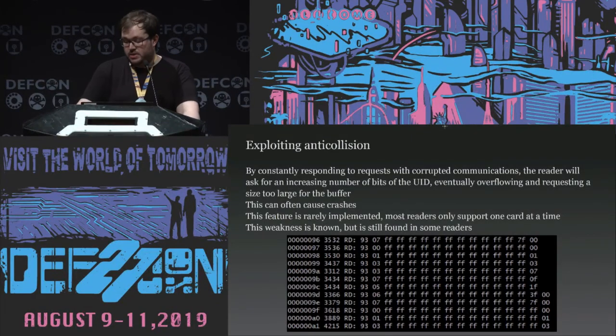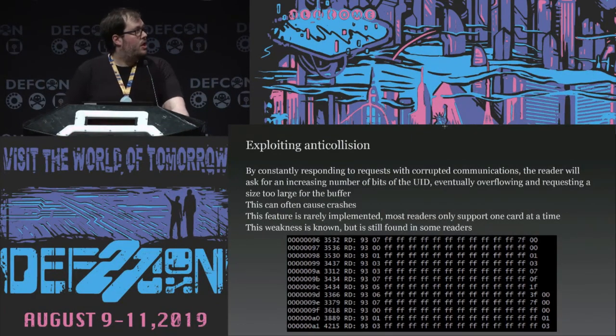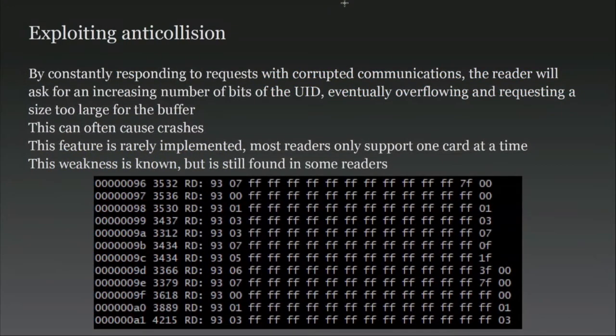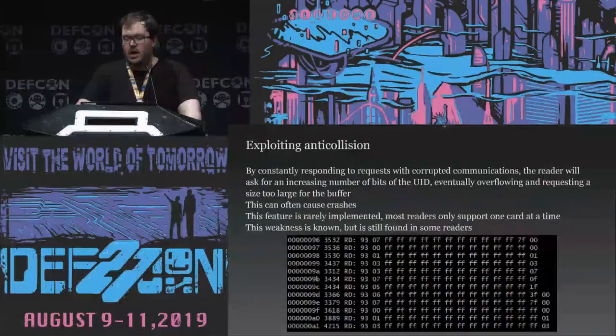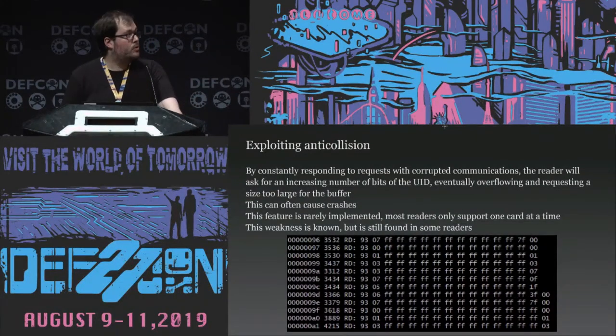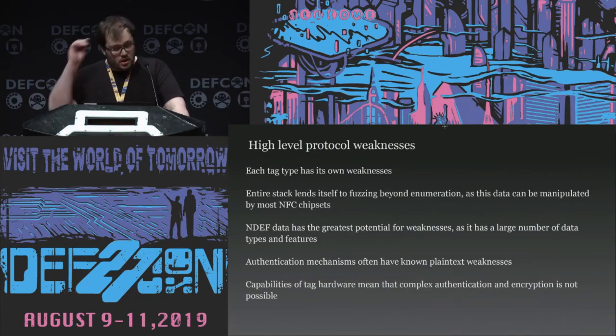So what I ended up doing was making my tool respond over and over again to any authentication that happened, pretending that there was an infinite number of tags on the reader at that time, by basically every time it tried to use anti-collision, forcing it to just send garbage data. By doing this over and over again, eventually the reader would just keep asking for more and more data past the maximum size for a unique identifier, eventually allowing the device to crash. And I'm fairly sure if I tried harder, I could have got some real cool buffer overflow weaknesses from this.